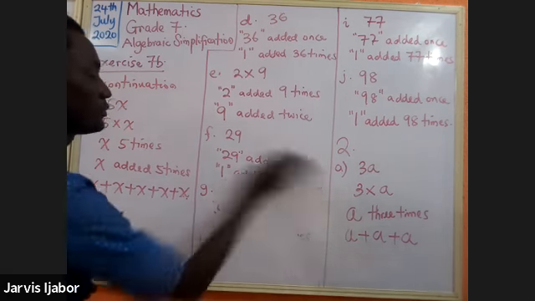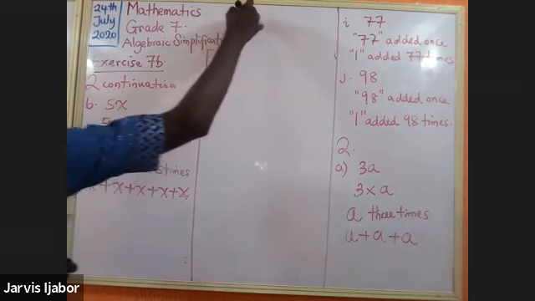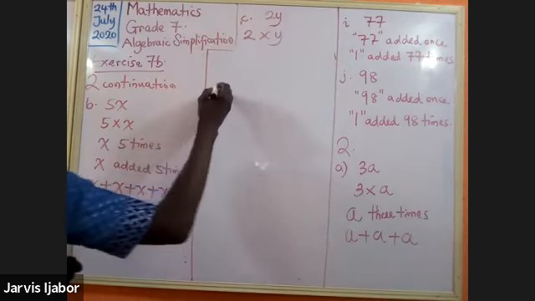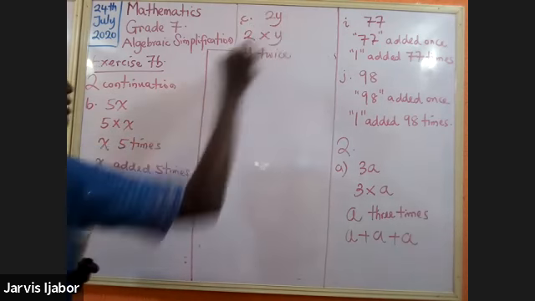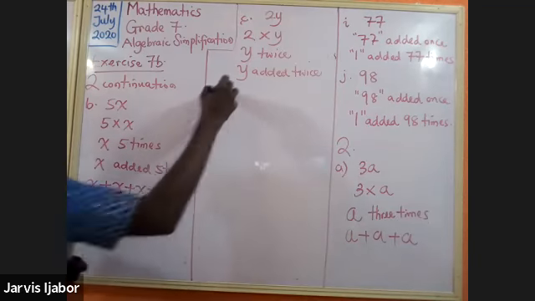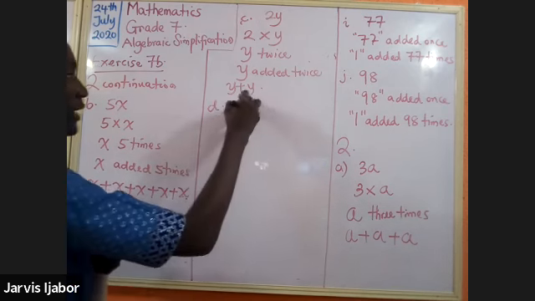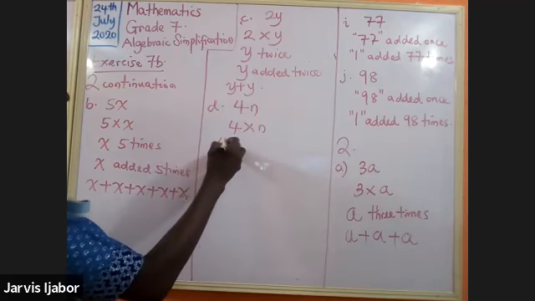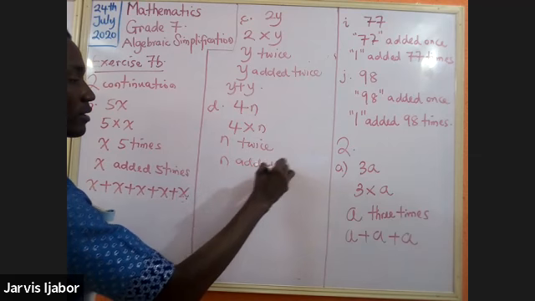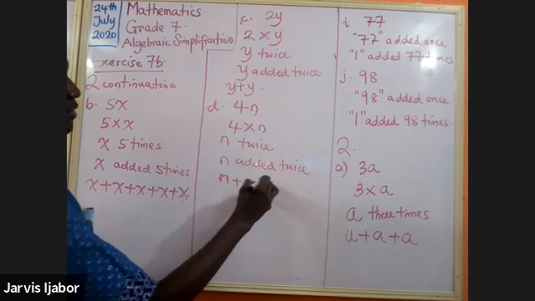All right, so let's continue. Right, so we go to C now. What is C? C says 2y. This will mean 2 times y. This will also mean y twice. This will also be y added twice. And this can also mean y plus y. That's for C. Then this is D. For D, it says 4n. It means 4 times n, or n added 4 times, or that could also be n plus n plus n plus n.